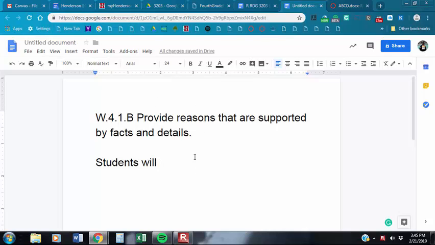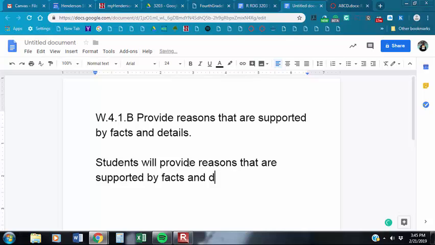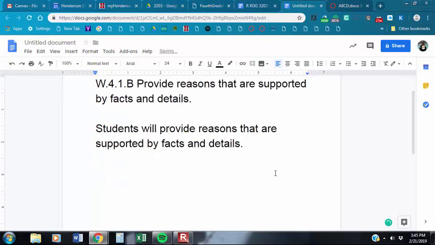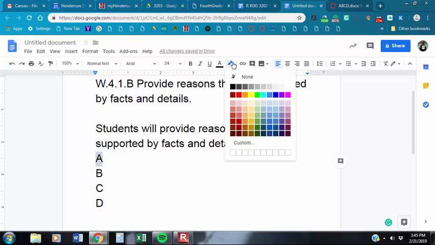Well, your standard really should become your objective. Students will provide reasons that are supported by facts and details. And that's good, but there can be better. Let me show you. There's a very easy method. It's called A, B, C, and D. And I personally like to color code these babies. So let me figure out how I'm doing that.